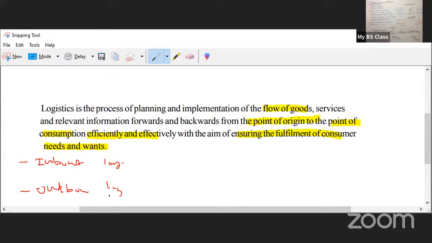I believe you are done with writing the definition. So this is how logistics is defined in your syllabus. Shall we move to the inbound and the outbound logistics? Right after that, we can come to the 4 types of logistics systems.